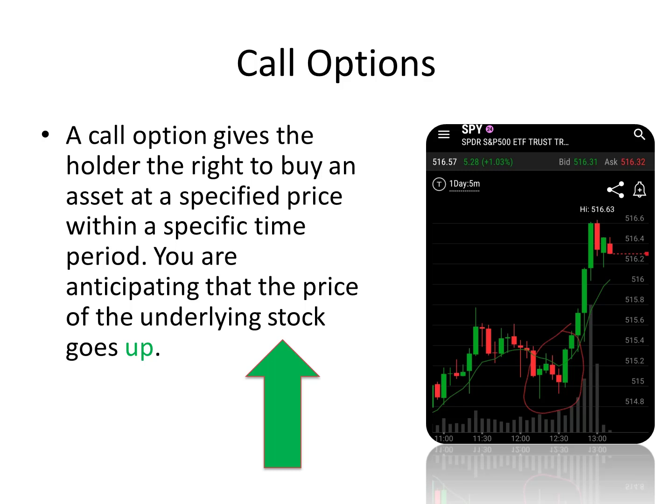A call option gives the holder the right to buy an asset at a specified price within a specified time period. You're anticipating that the price of the underlying stock goes up, as indicated by the green arrow. In this example, on SPY, we got into calls on the first 5-minute candle to make a new high and a break above the non-exponential moving average, with a profit target of around $515.75. Now, I know that sounded like a whole lot. You guys might not be there yet, but just stay with me. Because I'm in calls, I'm able to profit from this move to the upside. Now, I get a little bit more in depth with this trading strategy in later videos.